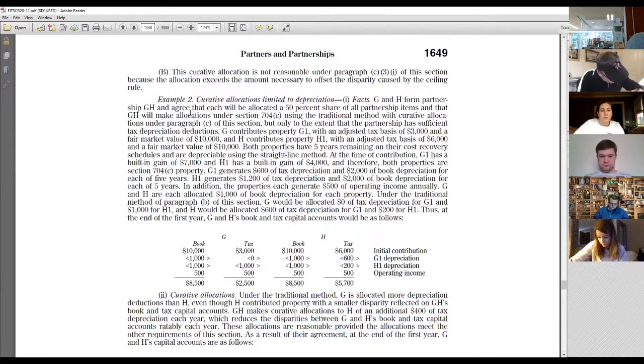So here in example 2, we've got G and H, and they're each contributing property as 704(c) property. They both have a book value of 10. G's tax basis is 3. H's tax basis is 6.